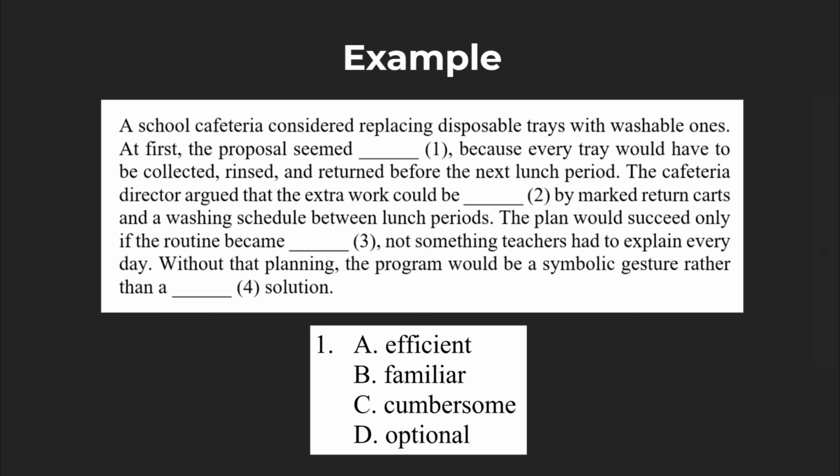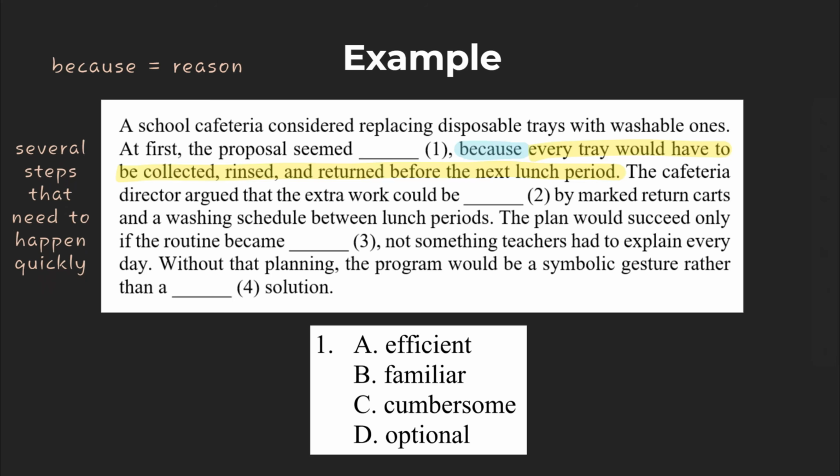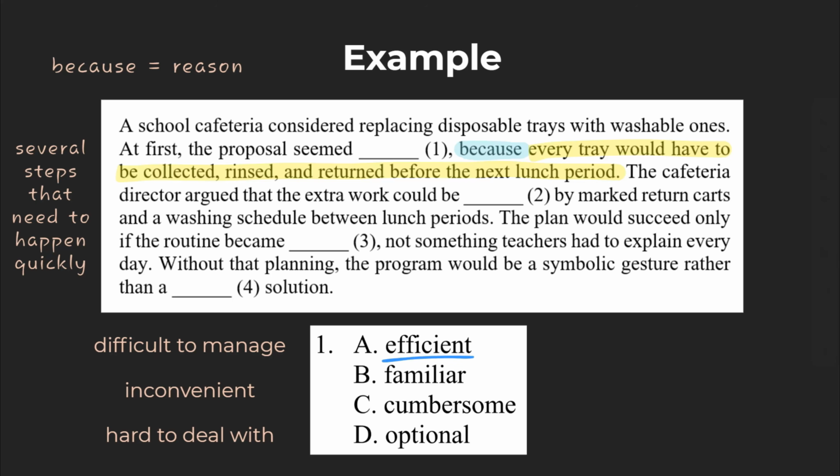For the first blank, we have the signal word because to work with. Because indicates a reason. Whatever the proposal seemed, the because clause explains why it seemed that way. The clue is that every tray would have to be collected, rinsed, and returned before the next lunch period. That sounds like a process with several steps that would need to happen quickly. So we can predict a meaning like difficult to manage, inconvenient, or hard to deal with. Efficient moves in the opposite direction.